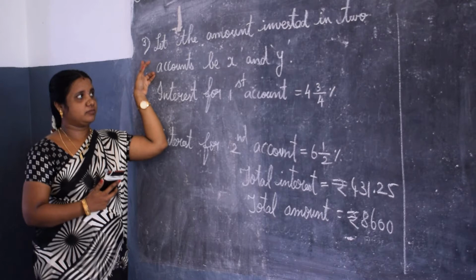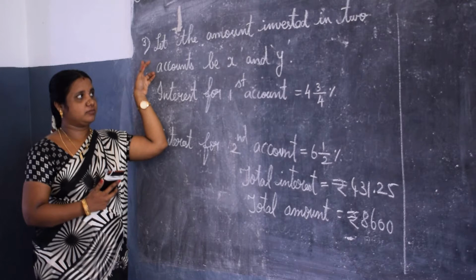Next, you have to calculate for interest. What variable is there for x in interest? In interest, 19/400 x plus, what is our y here? 13/200 y is equal to, here our total interest is 431.25. I am going to simplify this.